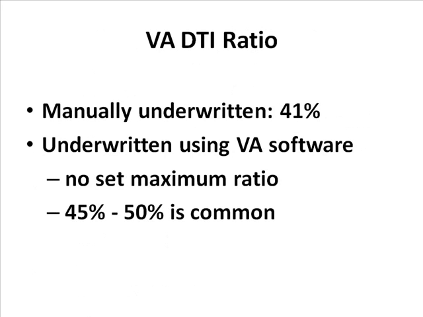Here are the DTI ratios for a VA loan. If the loan has been underwritten manually, the ratio is 41%. If it has been underwritten using the VA software, there is no set maximum ratio. Ratios of 45% to 50% are not uncommon.